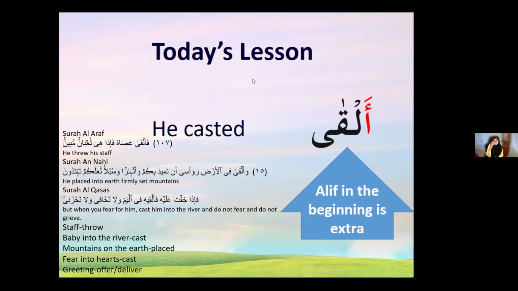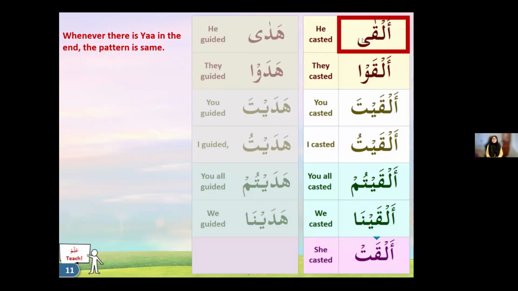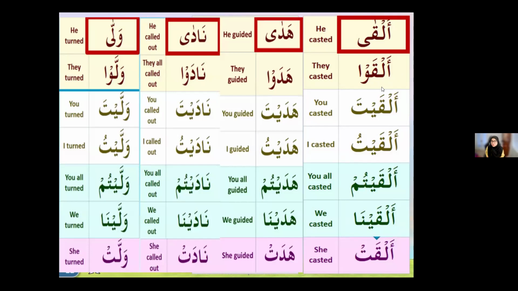Now let's go on to the grammar part. You have learned this new word today, alqa. Remember we have done this earlier in hada, that whenever there is ya in the end, the pattern is going to be the same. What was the pattern? Hada, hadau. When you want to make it plural, because remember this has ya in the end, hadau, alqa, alqaw. So whenever you see in the mazid fi the weak letter in the end, it becomes alqa, alqaw. I brought all these words to practice.